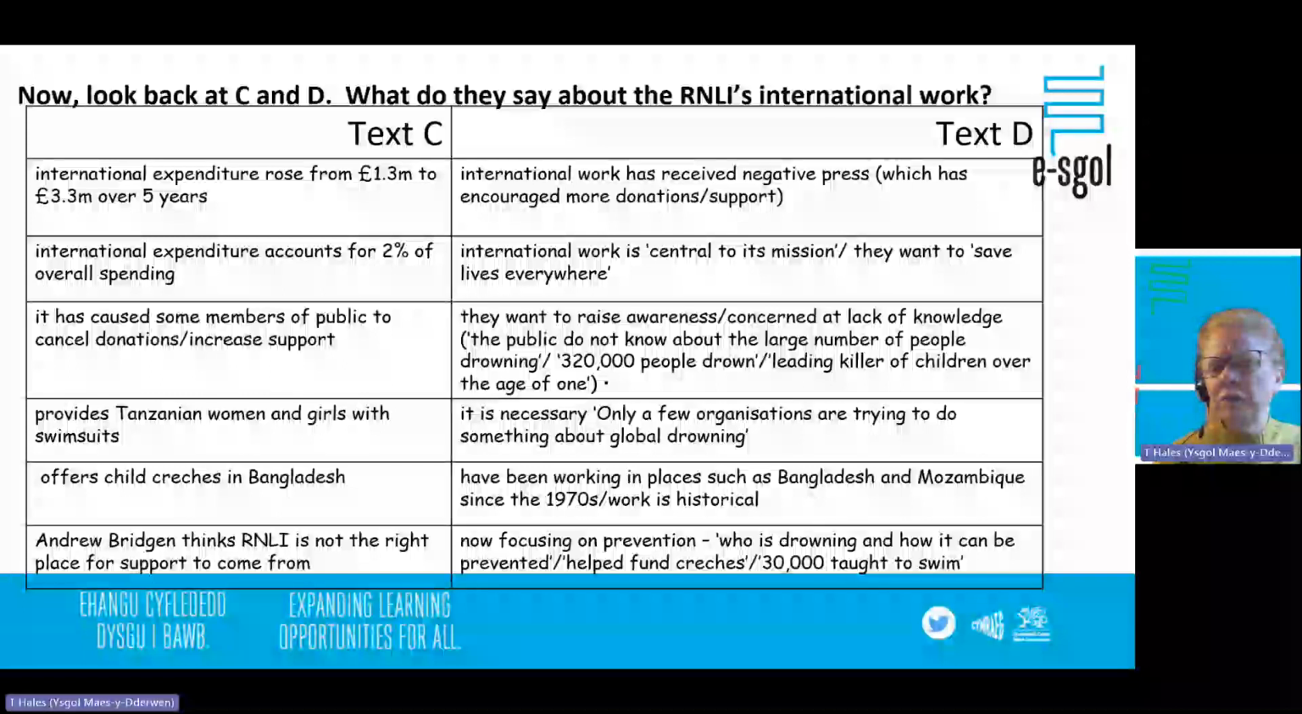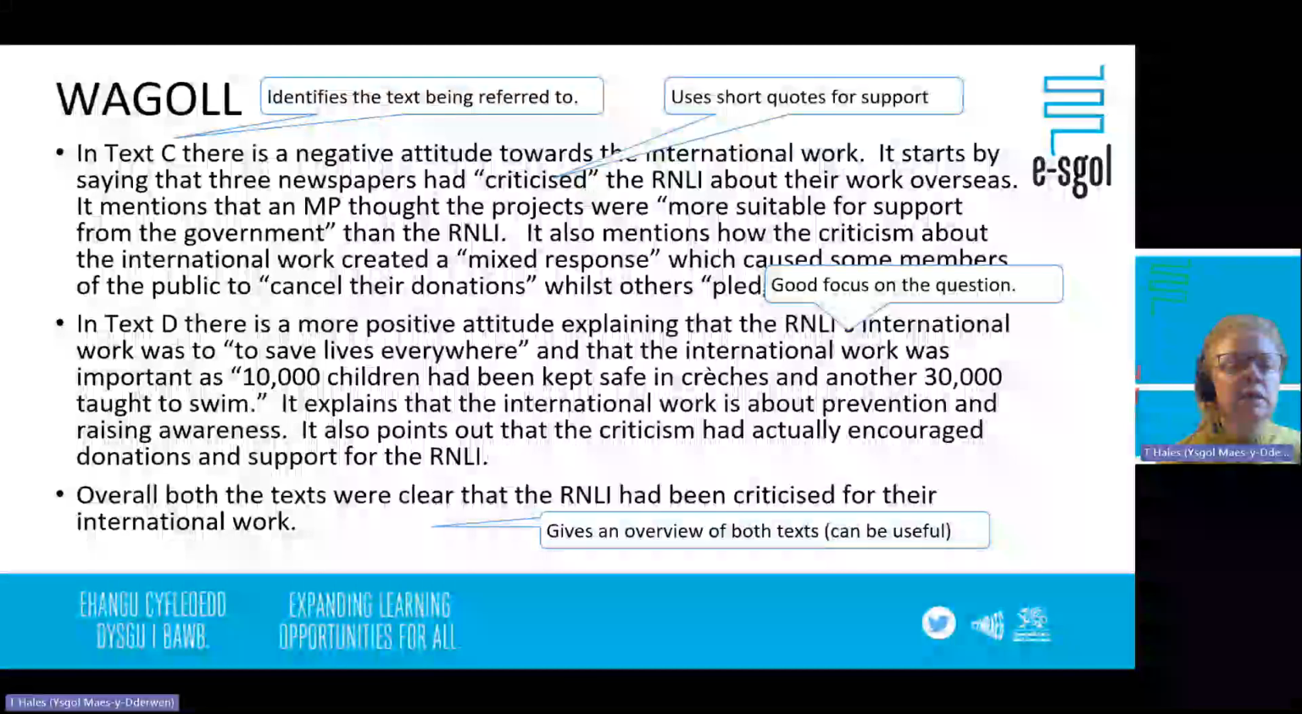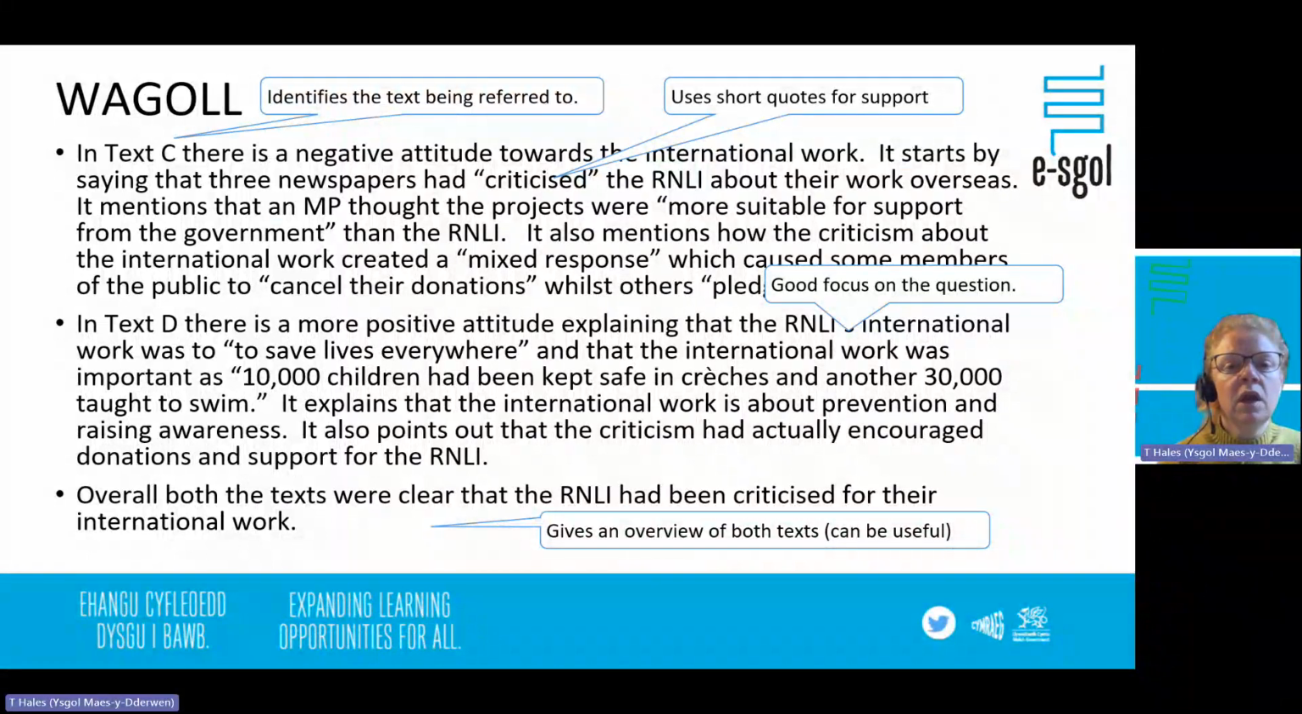So next is question, well, how do I write that answer then? So here is an example of a good one. In text C, there's a negative attitude towards the international work. It starts by saying that the 3 newspapers had criticised the RNLI about their work overseas. It mentions that an MP thought the projects were more suitable for support from the government than the RNLI. It also mentions how the criticism about the international work created a mixed response, which caused some members to cancel their donations whilst others pledged their support.